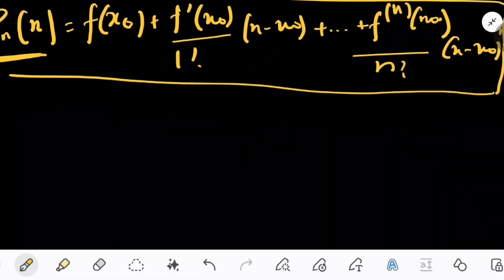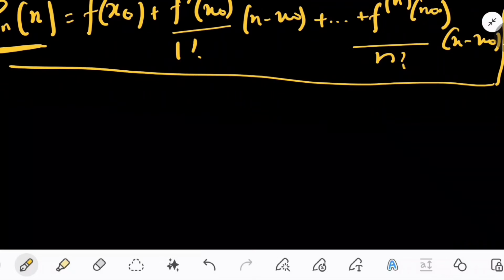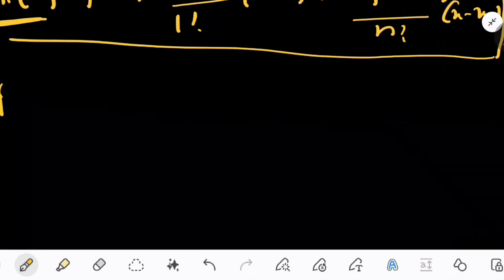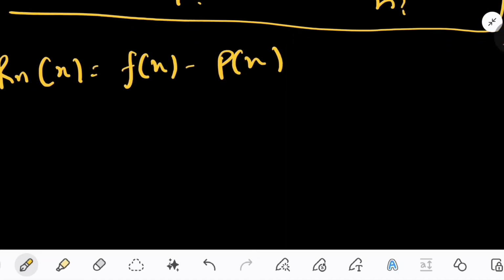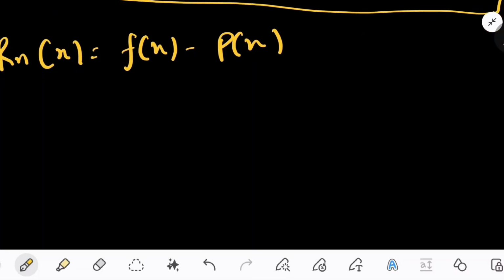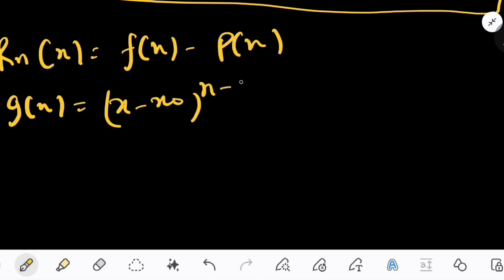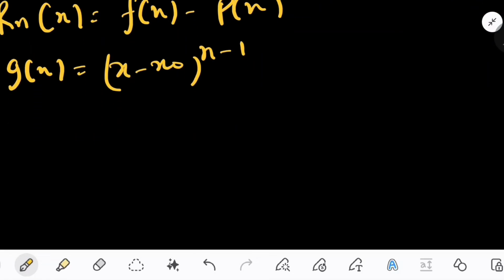So in this case we will define a remainder term. Let's see what its significance is. Rn of x is equal to f(x) minus Pn of x, right? Just assume it for the time being, right? Okay, just assume. And you are defining g of x is equal to x minus x naught raised to the power n plus 1, right? Just for the time being, assume it. Why we are assuming, you will understand later, okay?